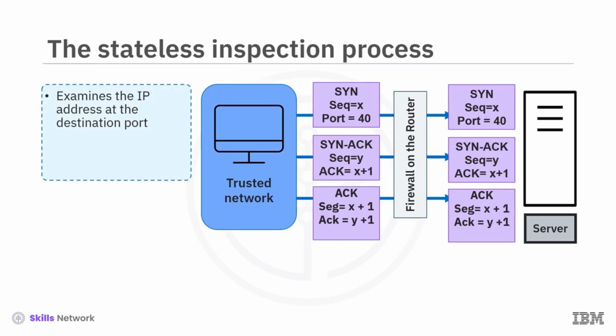Next, the hardware or software examines the IP address at the destination port to determine whether or not to allow that IP address or service into the network. This process repeats packet by packet, each time with no memory of prior packet inspection or session.